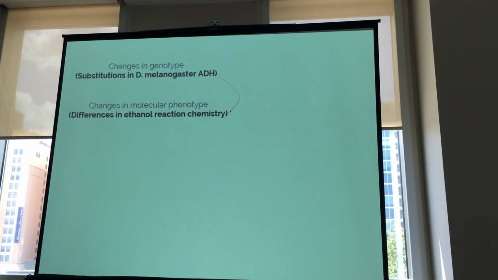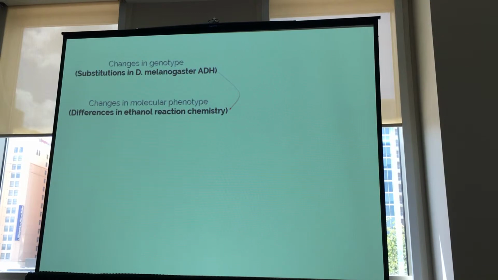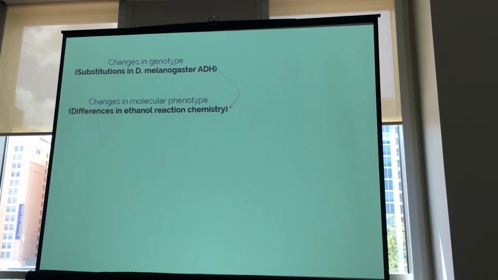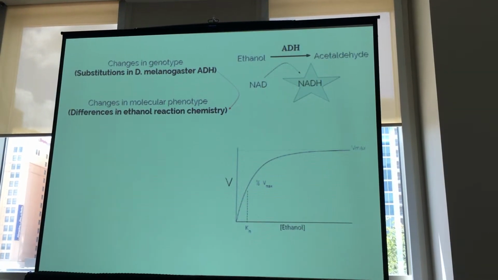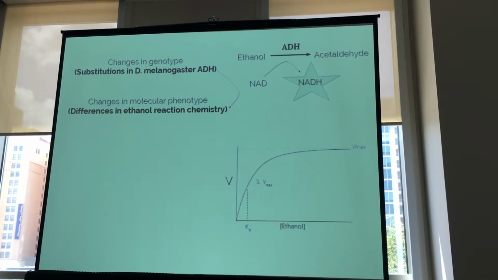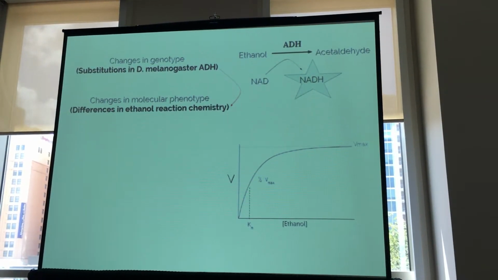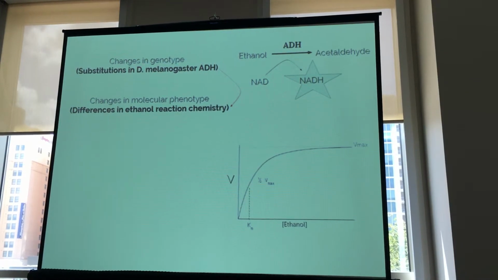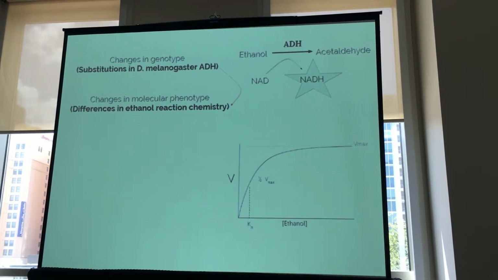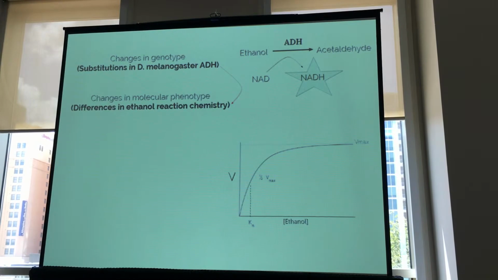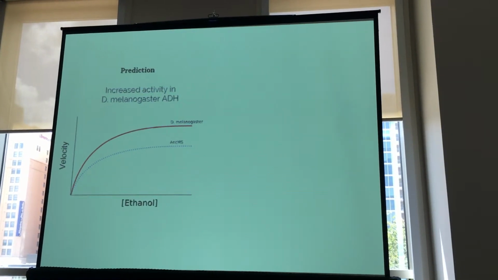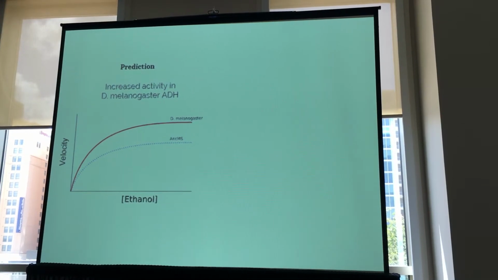So the first part of this was testing how the changes in genotype affected protein chemistry. And we did this using a standard ADH assay, where we look at the rate of reaction. And we did this with controlled amounts of enzyme across ethanol concentrations, so we could generate Michaelis-Menten curves and estimate various enzyme parameters. Our prediction is from the classic hypothesis that the melanogaster ADH would have higher activity.